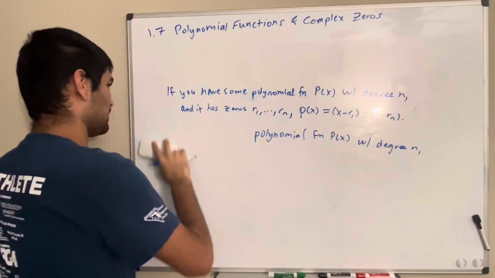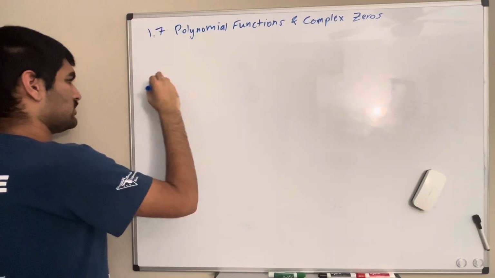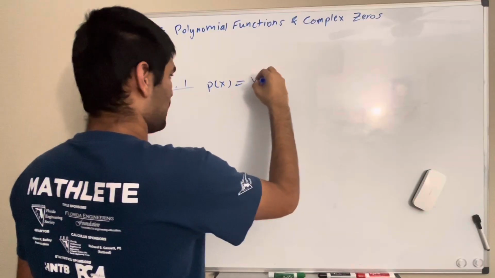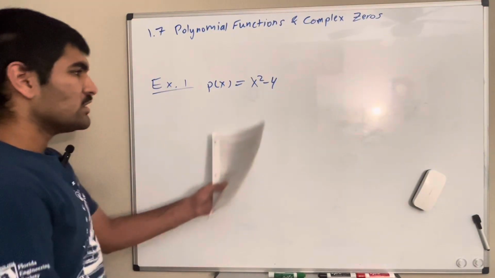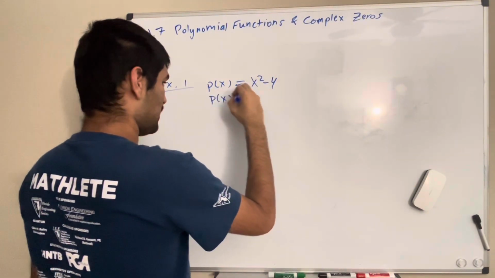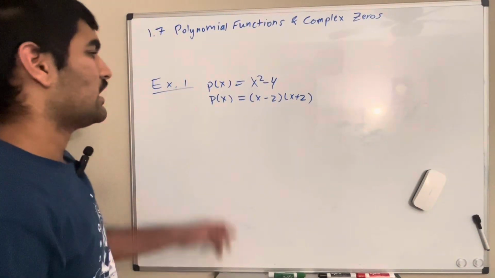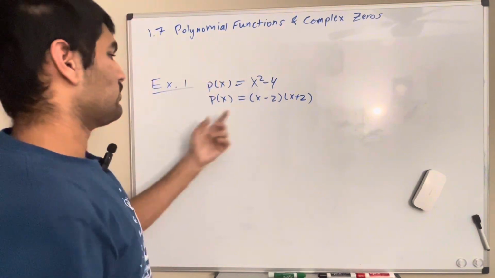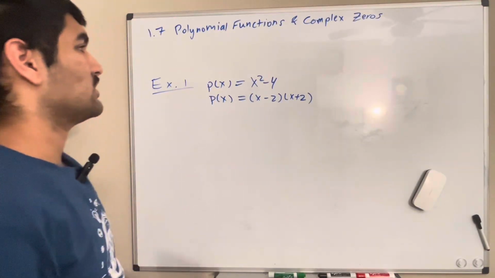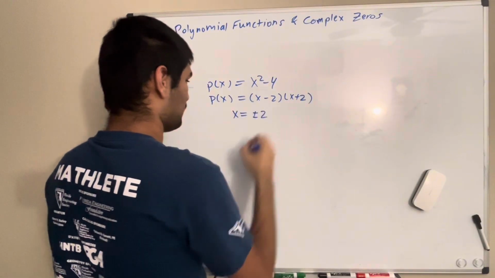So let's illustrate this with some examples. Let's start off with a pretty easy one. Example 1, let's say we have some polynomial function p of x equal to x squared minus 4, right? So hopefully we already know how to factor this. This is just the difference of squares formula. So we could factor this as x minus 2 times x plus 2, right? But the key thing to realize is that the degree of the polynomial is 2, and we also have 2 linear factors. And that's pretty much the big idea in this lesson. And so the two zeros of this polynomial would be plus minus 2, right?